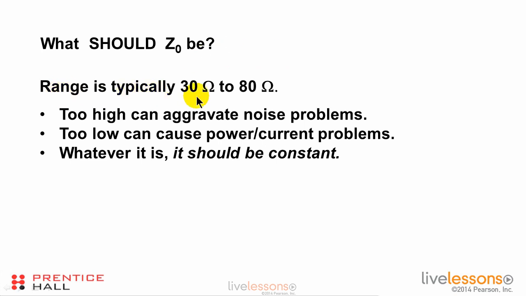Typically the range is about 30 ohms to 80 ohms. Too high can aggravate some noise problems. Too low can cause power problems and current drain problems. And so, as far as I'm concerned, it can be whatever you want it to be within kind of this range. The only really significant rule is that whatever it is, it has to be constant everywhere along the trace.